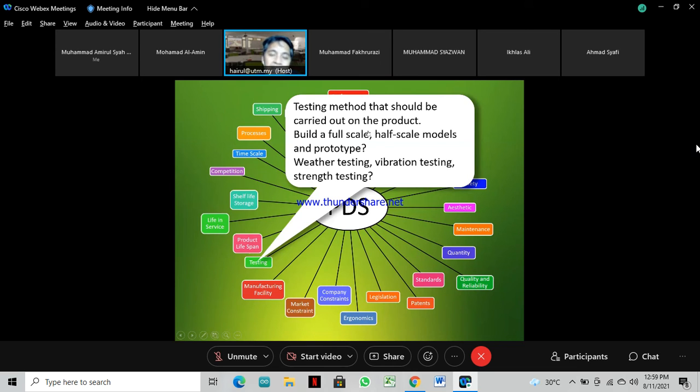So you must mention a statement here. If it is face to face, yours is full scale, it's not half scale. So you must put the statement here that it is full scale. Also, you may need testing in terms of rigidity, vibration testing, and weather testing. If your system is outdoors, you need to do weather testing too. And if there is a lot of impact, you need to do impact testing.